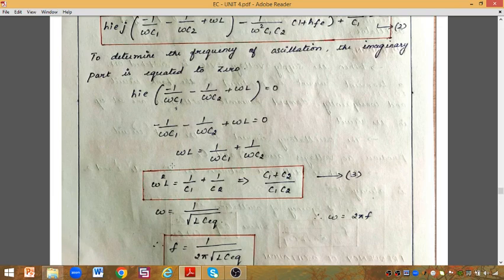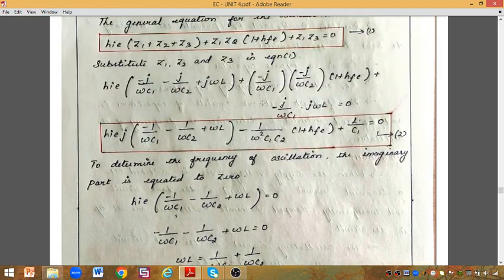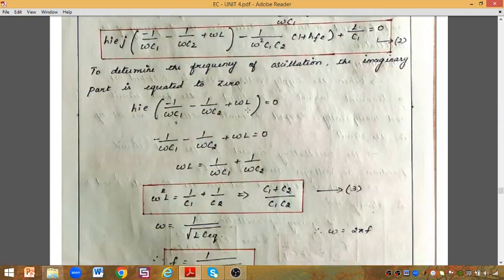How can you write omega square L? You can take omega as common and write 1 by C1 plus 1 by C2, then bring this omega to that side, and it becomes omega square. So omega square L is given by 1 by C1 plus 1 by C2. How can you write this? C1 plus C2 by C1 C2, right? And C1 plus C2 by C1 C2 is nothing but 1 by C equivalent.